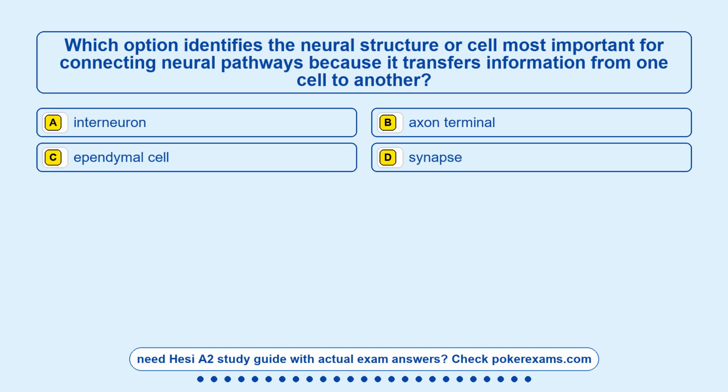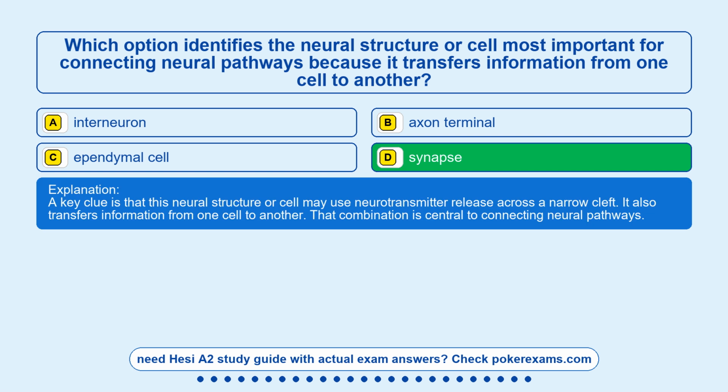Question 11. Which option identifies the neural structure or cell most important for connecting neural pathways because it transfers information from one cell to another? Option A, interneuron. Option B, axon terminal. Option C, ependymal cell. Option D, synapse. The correct answer is option D, synapse.